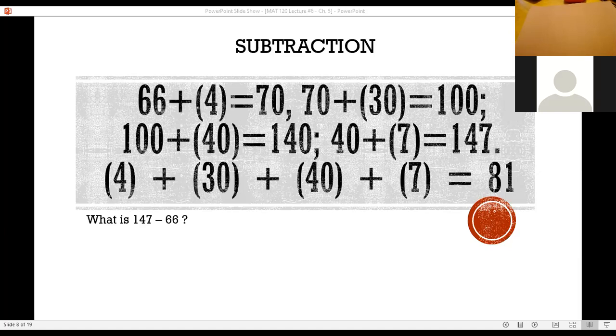It may be a little bit more practical and easy for you to do it in your mind and jump from one stepping stone to the next, from 66 to 70 to 100 to 140 and then to 147. Those little jumps are just little numbers that add up easier. 4 plus 30 plus 40 plus 7 is not very hard to figure out. And we get our 81.